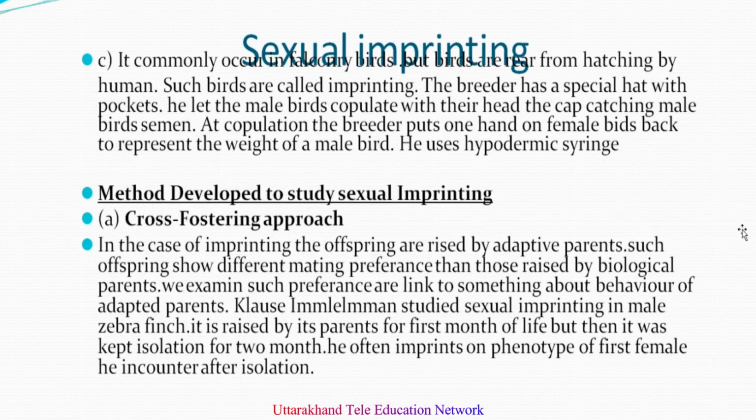Sexual imprinting commonly occurs in captive birds, but birds are rarely hatched by humans. Such birds are called imprinted birds. The breeder has a special hat with pockets. He lets the mate birds copulate with the hat and catches the male bird's semen. Methods developed to study sexual imprinting.